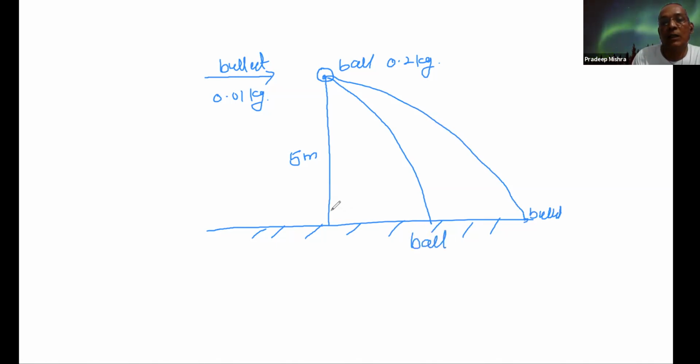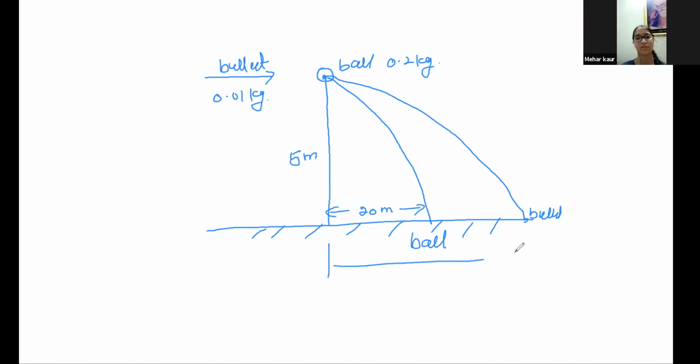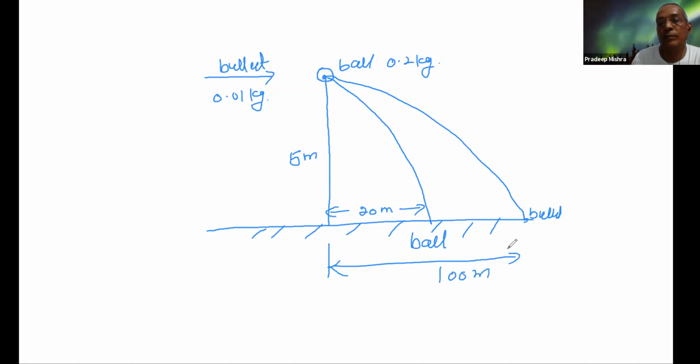And what is the distance? This is 20 meter. And where this falls, this is 100 meter. What we want is the velocity of the bullet. V is the velocity of the bullet. Correct?